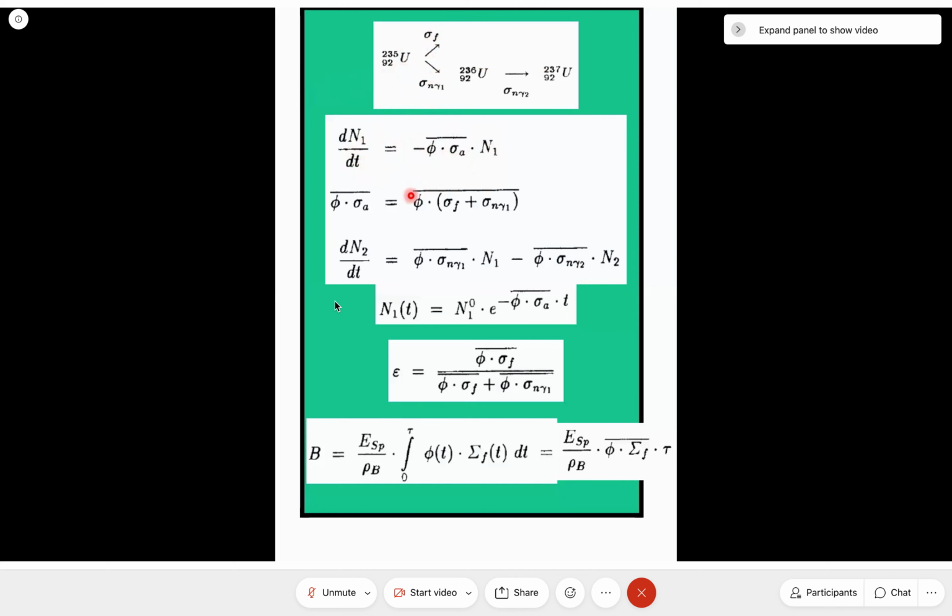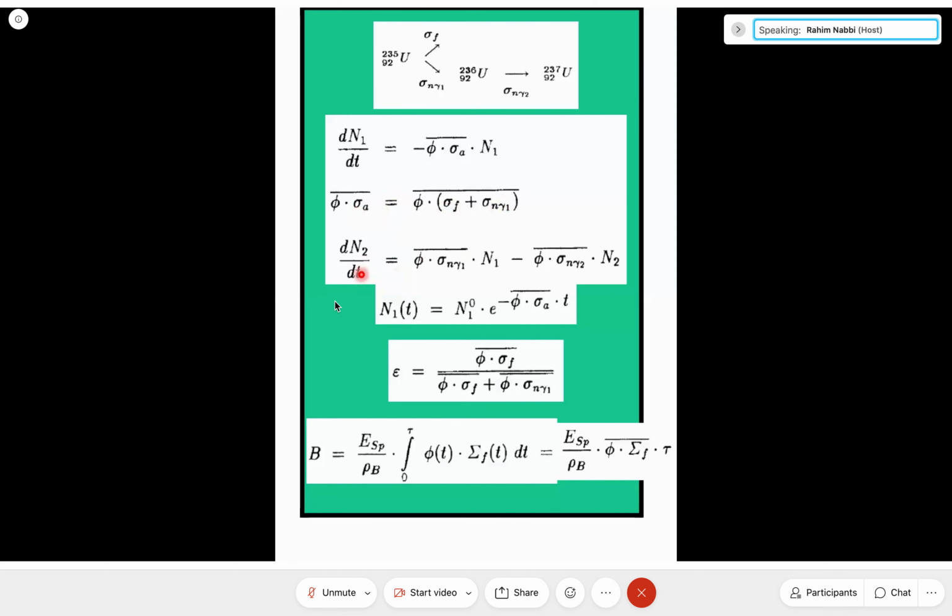And we should take into account that phi divided by sigma A is again an average one, because it would be changing as a function of time. I said, if you look at the shape of the flux and so on, it is endless. So, again, here sigma A, the total loss term, consists of fission and absorption.